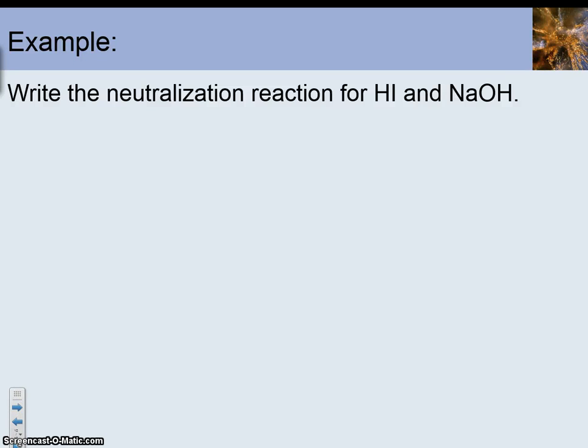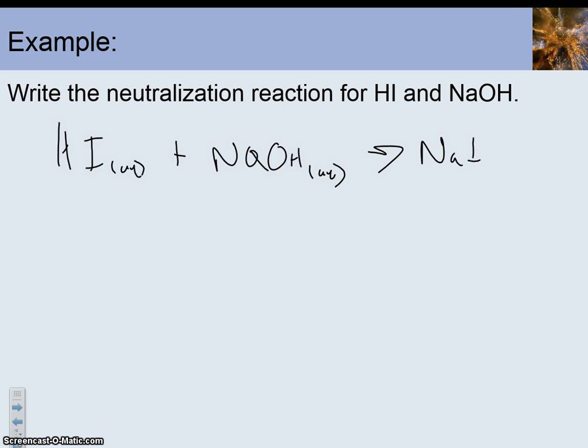So let's look at the neutralization reaction for hydrogen iodide and sodium hydroxide. So we're going to take our HI plus our sodium hydroxide, and our sodium and our iodine are going to come together. Sodium's a +1, iodine's a -1, so that's the proper formula.